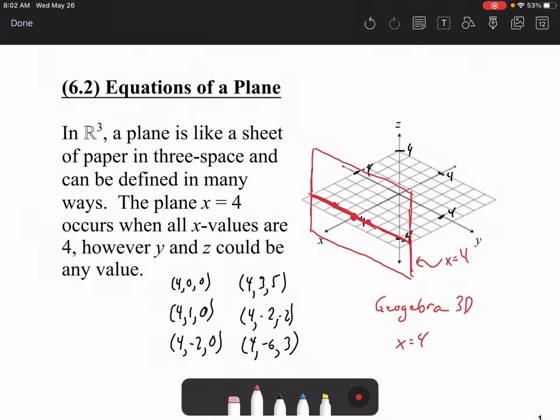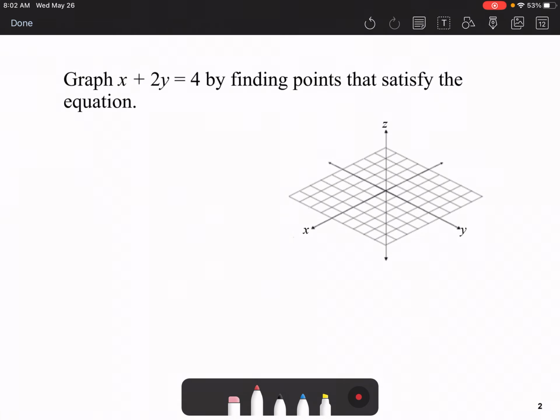Okay, so what about the graph of x plus 2y equals 4? Well, let's first find some points that satisfy this. Some points that might satisfy this are (4, 0, 0), also sometimes called the x-intercept, or the point (0, 2, 0), which is called the y-intercept, or even a combination like (2, 1, 0).